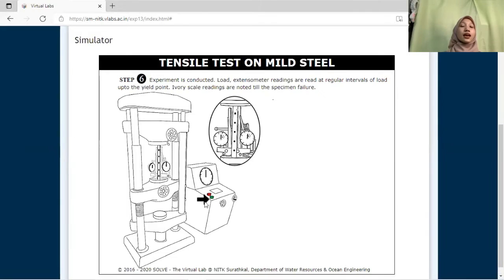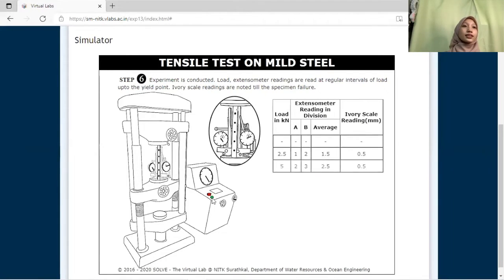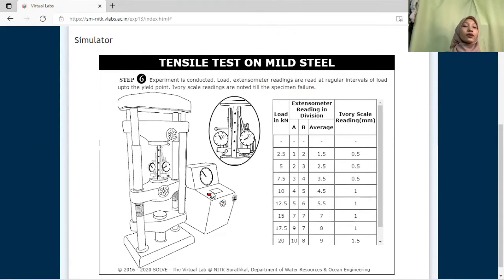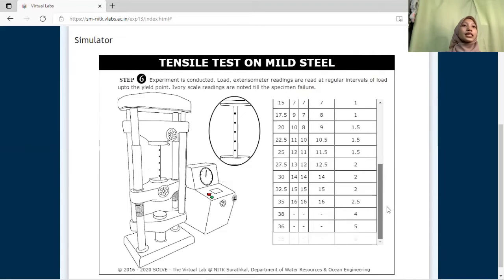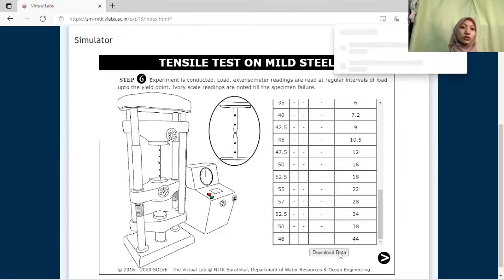Step 6. The experiment is conducted. Load is applied, and extensometer readings are read at regular intervals of load up to the yield point. Ivory scale readings are noted till the specimen failure. So first of all, we need to push the red button and download the data. For step 7, I will pass to Fatin.